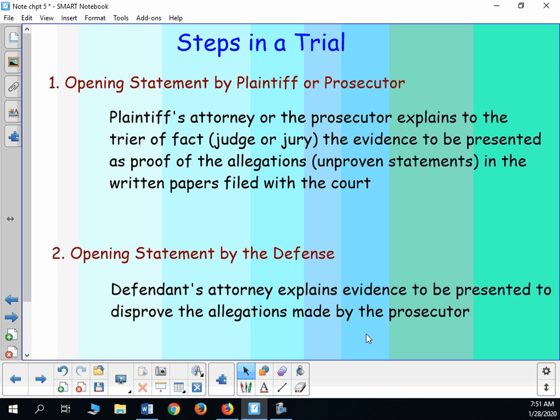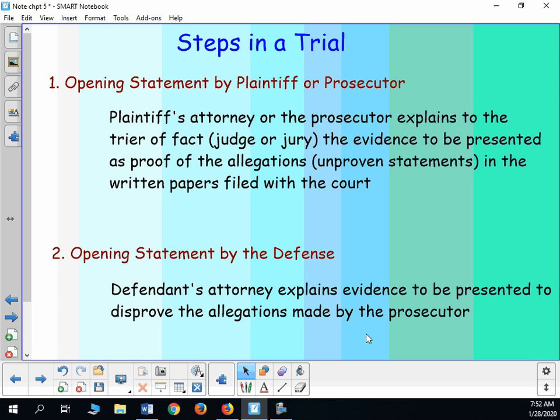You begin first with an opening statement, either by the plaintiff or prosecutor. The plaintiff's attorney or the prosecutor explains to the trier of fact, again, the judge or the jury, the evidence to be presented as proof of the allegations. Okay. And the allegations are written in papers filed with the court. Basically, we're talking about the reasons the defendant is there.